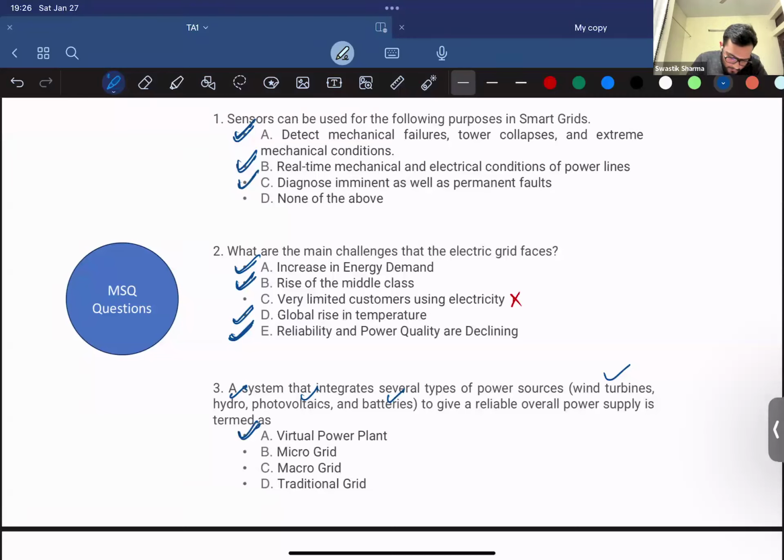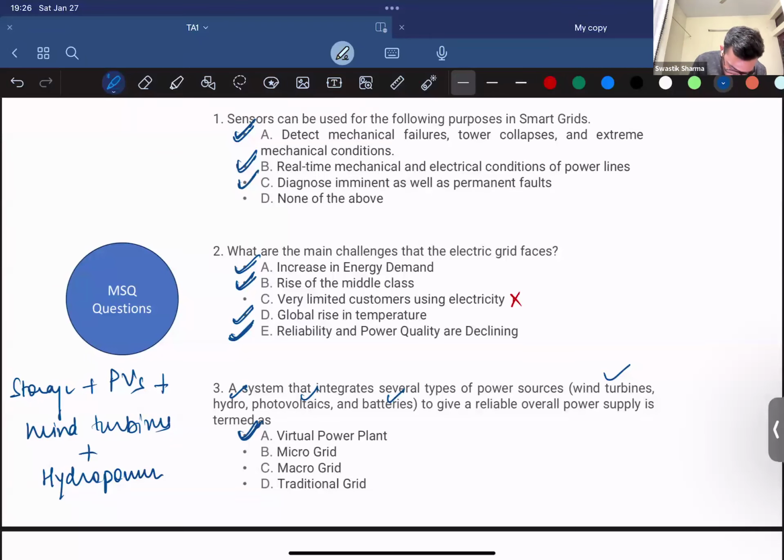It's a virtual power plant. Okay, so what is a virtual power plant? Let's see. Let's say you have a farm where you have storage plus some PVs plus wind turbines. And let's say you are at a place where there is a river where you can generate hydropower as well. So all of these combined, you can be seen as a potential power plant or a virtual power plant.